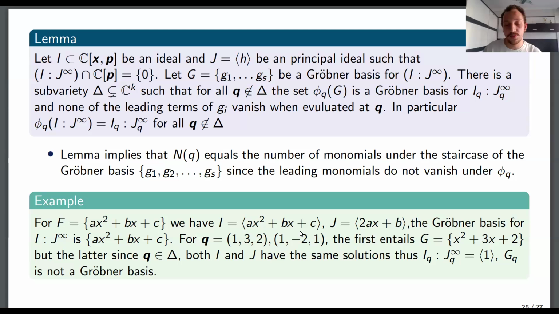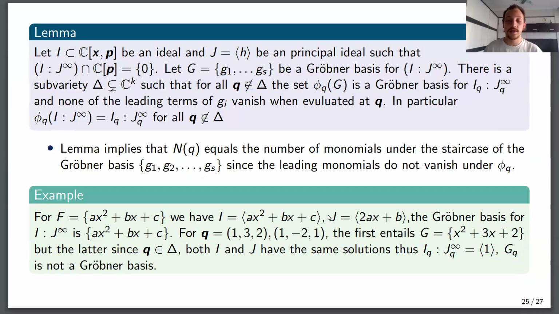And when you plug these points into the ideals, then for the saturation, both of these ideals have the same solutions. So the solution is the whole solution space. Then the saturation is the whole polynomial ring. So G_Q, then the saturation is equal to this. And G, when you fix the points in G, this is not a Gröbner basis for it.